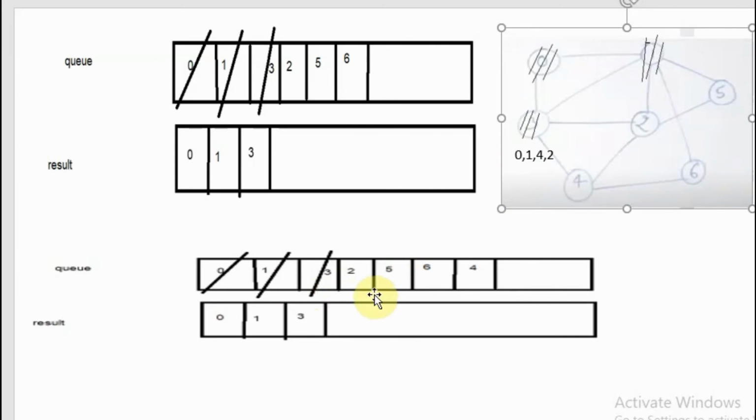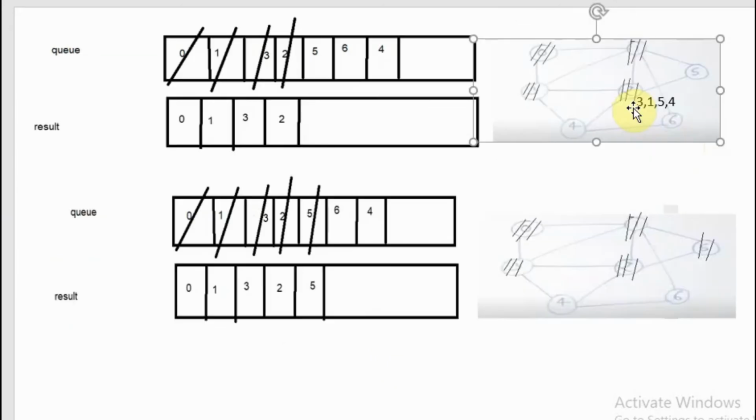Now next in the queue is 2. Let us check for 2 now. Neighbors of 2 are 3, 1, 5, 4. Let us check whether 3 has been visited. Yes, it has already been visited and printed. What about 1? It is already visited and printed. And 5? It's already in the queue, so no need of taking that also. And 4? It is already in the queue. So nothing has to be inserted into the queue. I will just put it inside the result, print it and shade the 2.